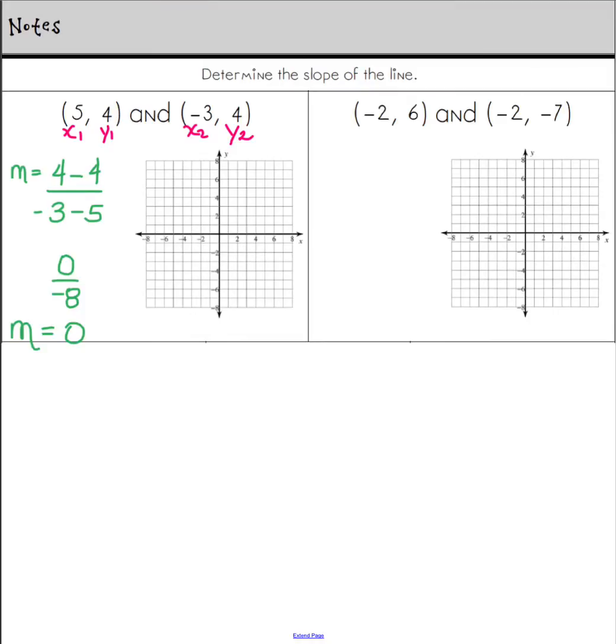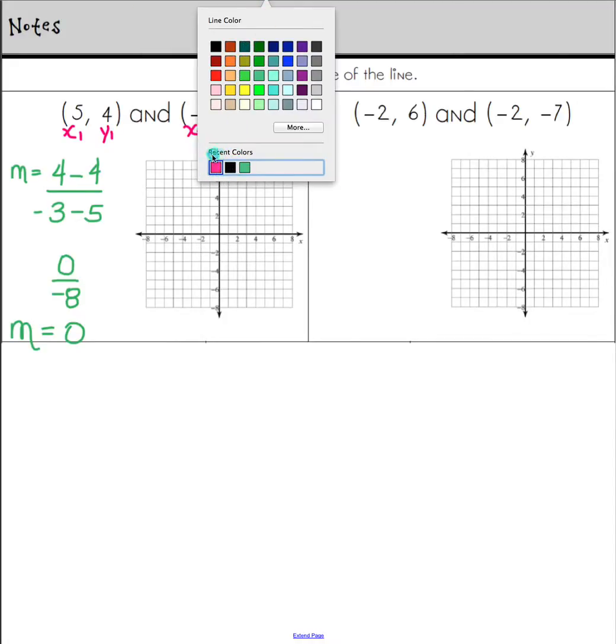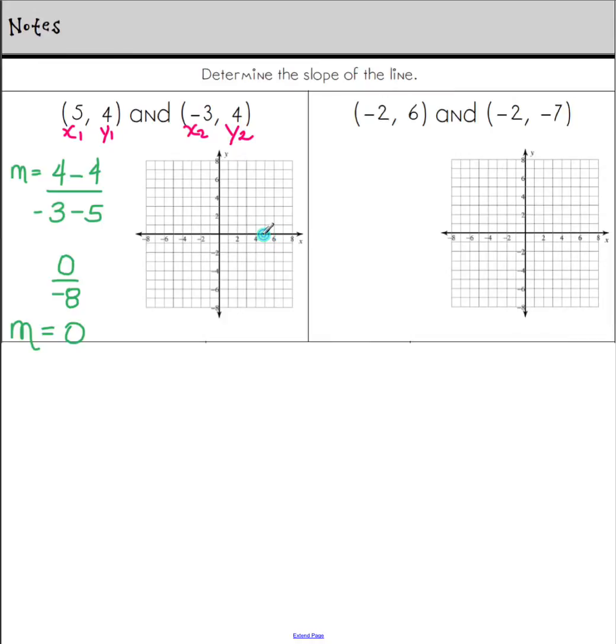And when we graph our line, we should be able to see a horizontal line. So we have the point (5, 4) and the point (-3, 4). And when we connect these points, we should see that it has a slope of 0, or a horizontal line. So making sure that when you get 0 in the numerator, you end up with a horizontal line.